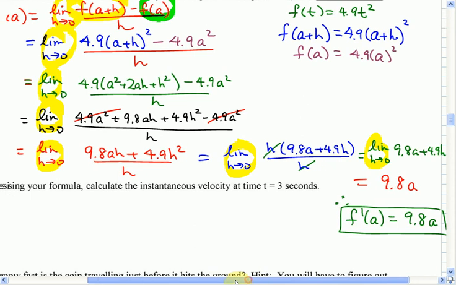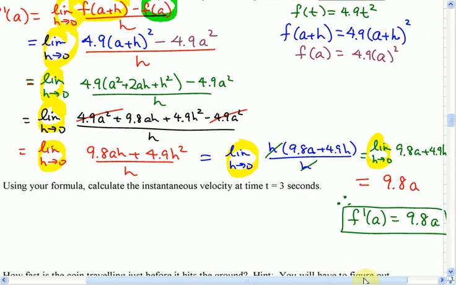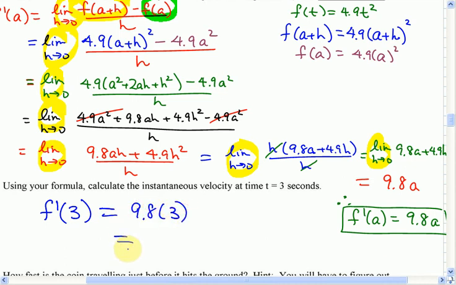So, part B here. Using the formula, can you calculate the instantaneous velocity at time t equals 3? So what do we do now if I said t equals 3? That means I want you to find f prime of 3. Excellent. So let's use the formula that we just created. 9.8 times 3. What's 9.8 times 3? 29.4. 29.4 meters per second, and there you're done.